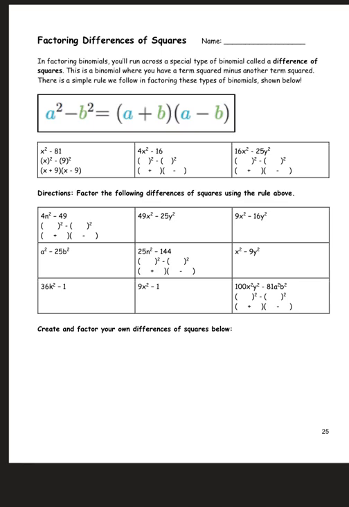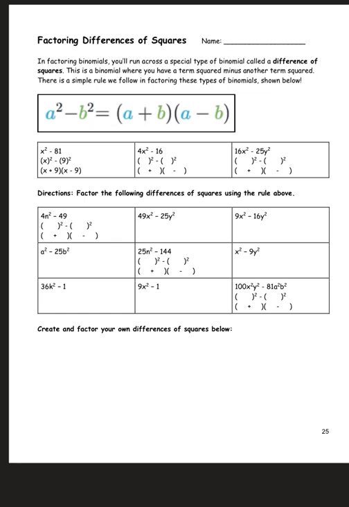For today's lesson, we are going to factor using the difference of squares method. So in factoring binomials, you'll run across a special type of binomial called a difference of squares. This is a binomial where you have a term squared minus another term squared. There's a simple rule we follow in factoring these types of binomials shown below.